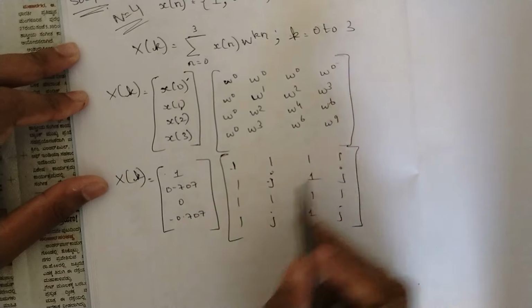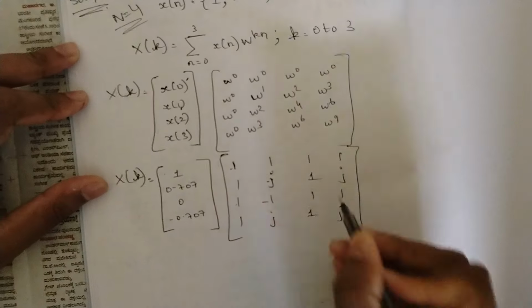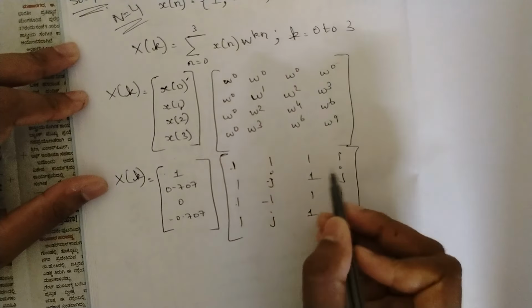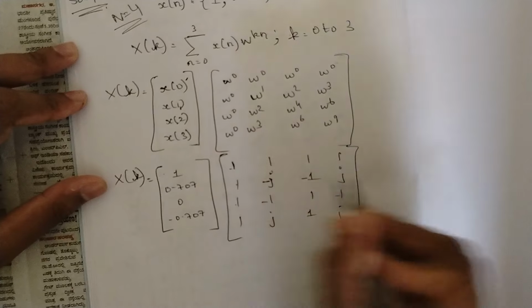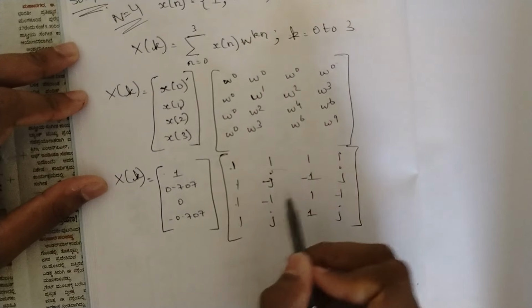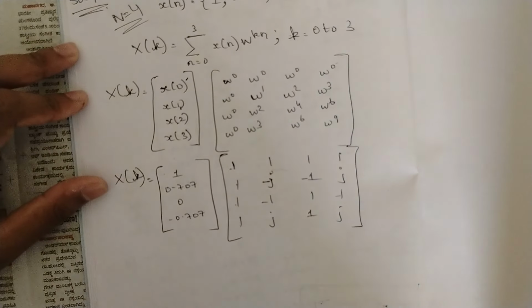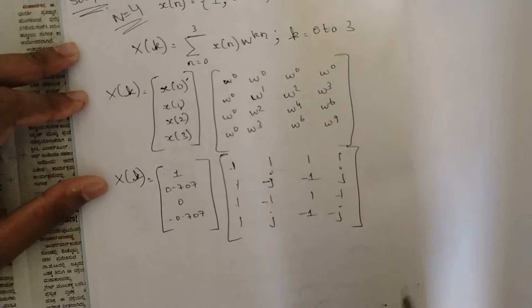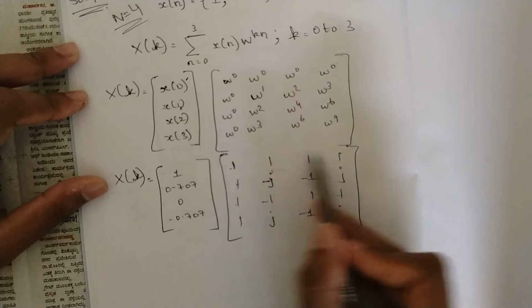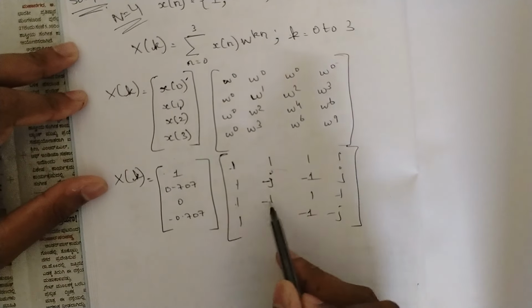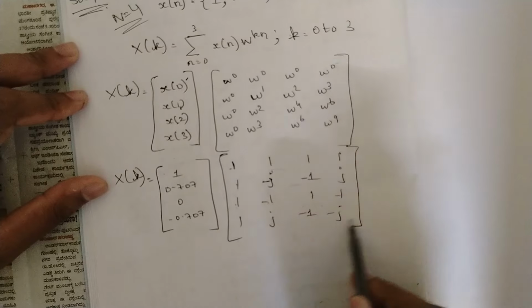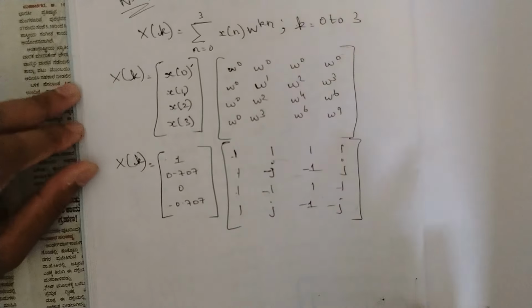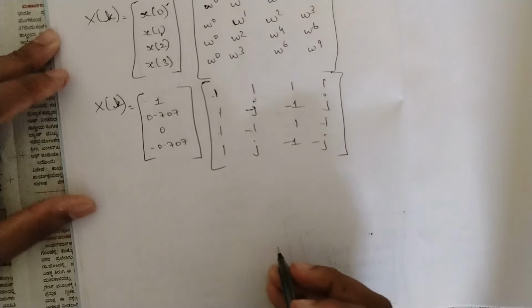First column consists of all ones. Third column consists of 1, minus 1, 1, minus 1. Second column consists of 1, minus j, minus 1, plus j, where the middle two terms are minus. Then in the fourth column, last two terms are minus. So in the first column, all the terms are 1. In the third column, it is 1, minus 1, 1, minus 1. In the second column, middle two terms are minus. In the fourth column, last two terms are minus. Okay, like this you should be remembering this 4 cross 4 matrix. This only applies for 4 cross 4.